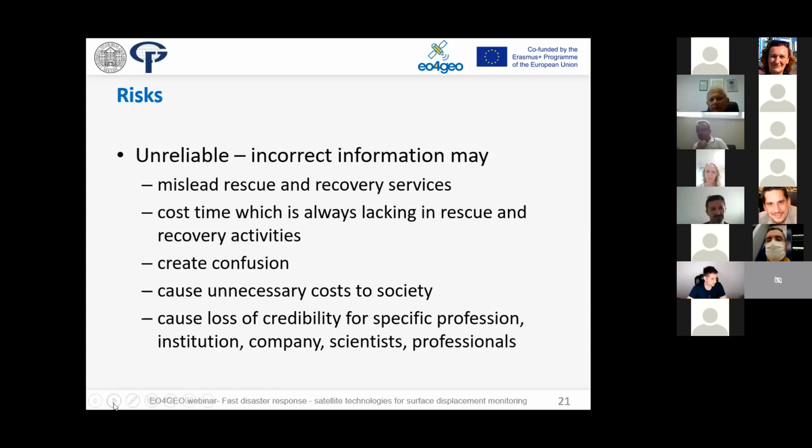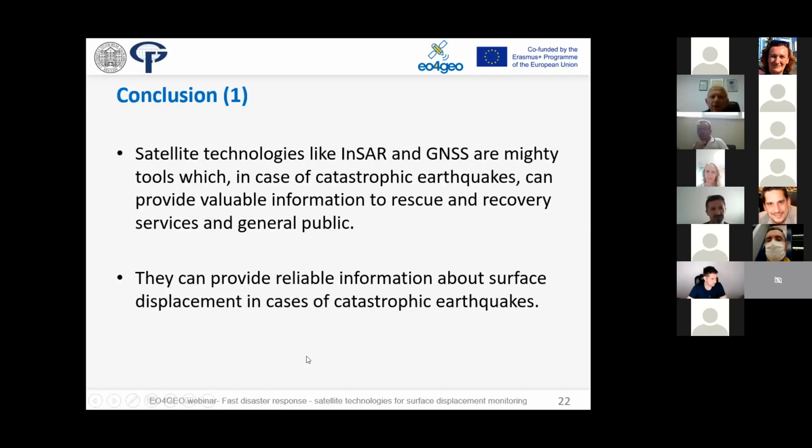So having this in mind, I put a few conclusions together. I think from the given presentations, it's quite clear that satellite technologies like InSAR, so radar, and GNSS are really mighty tools which, in case of catastrophic earthquakes, can provide valuable information to rescue and recovery services and the general public.